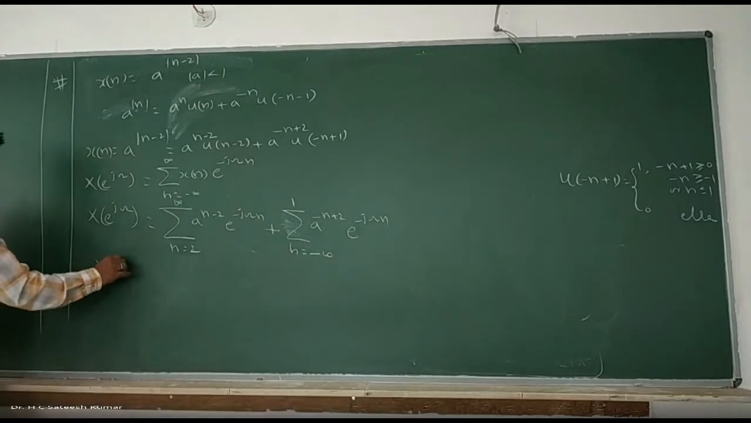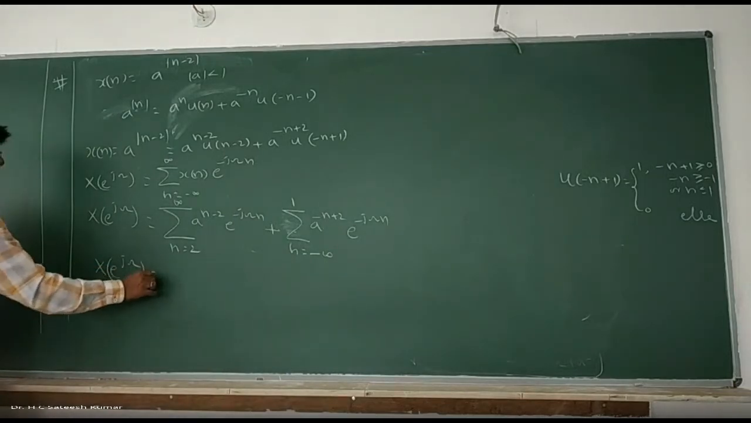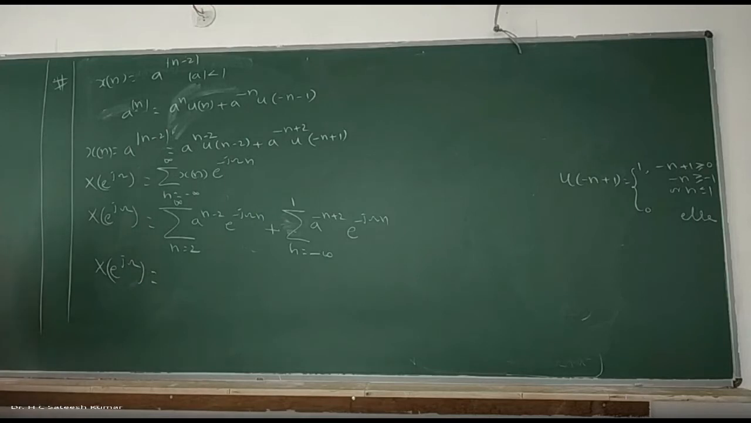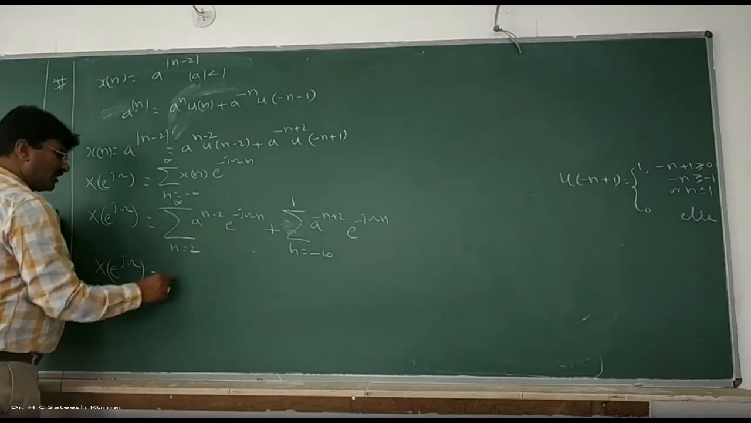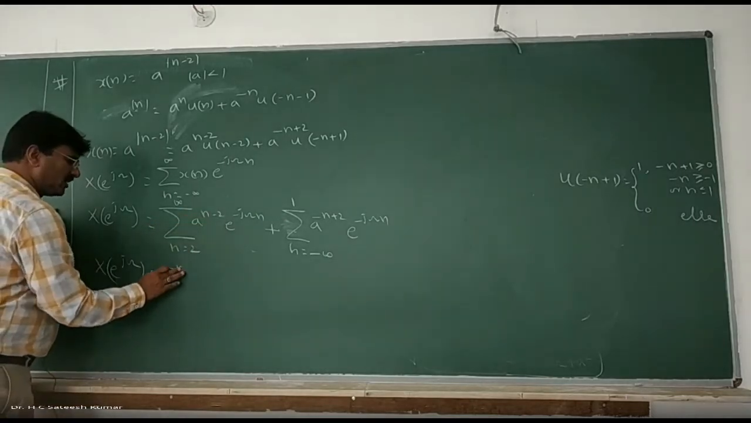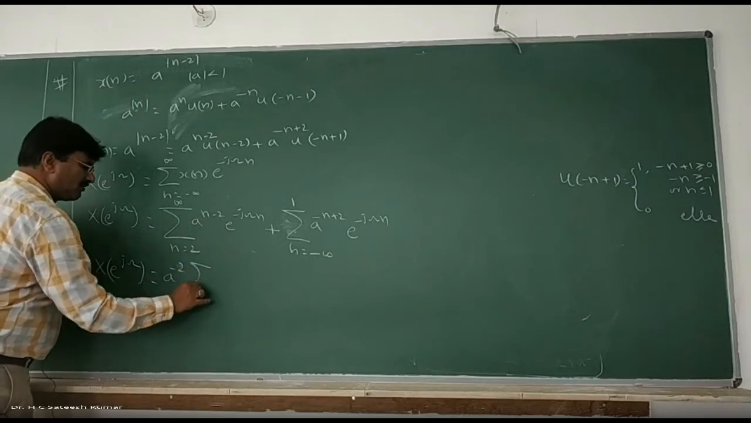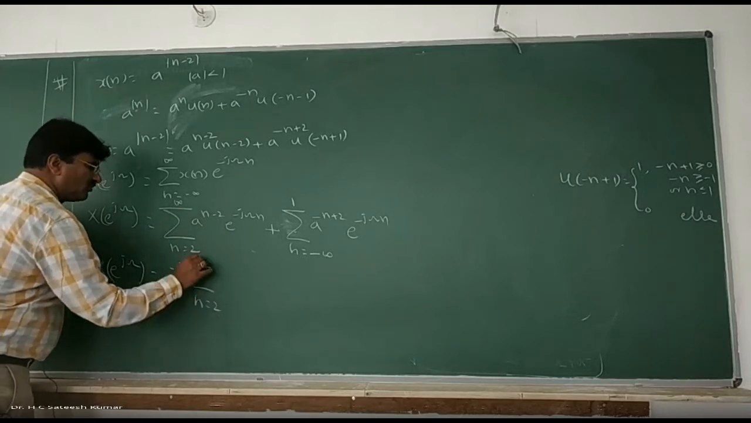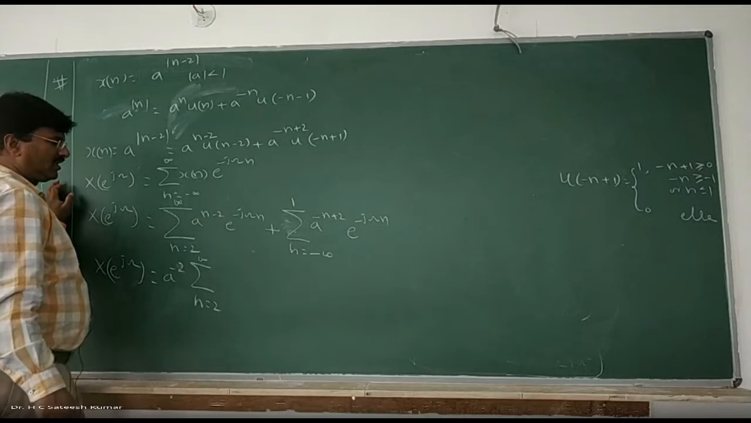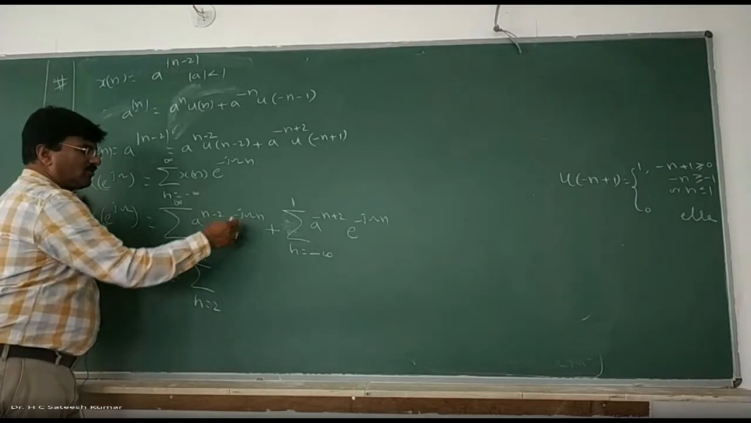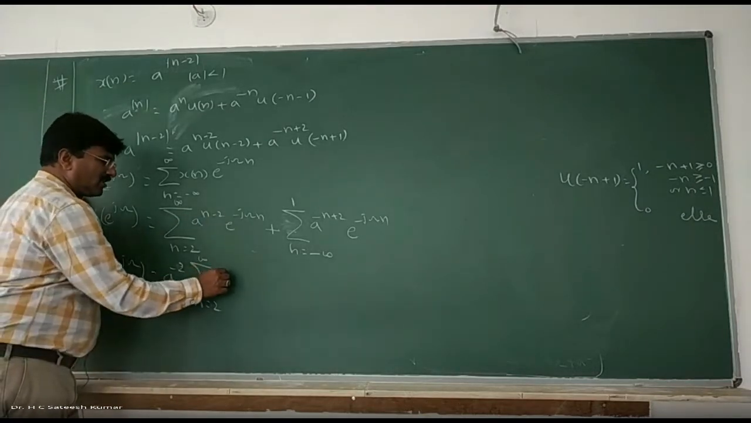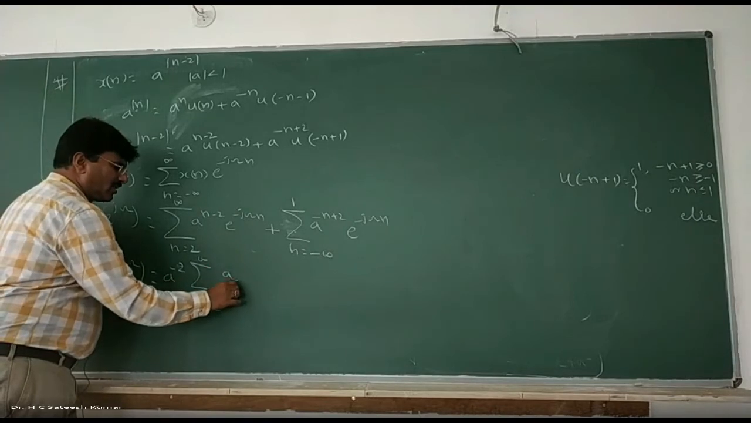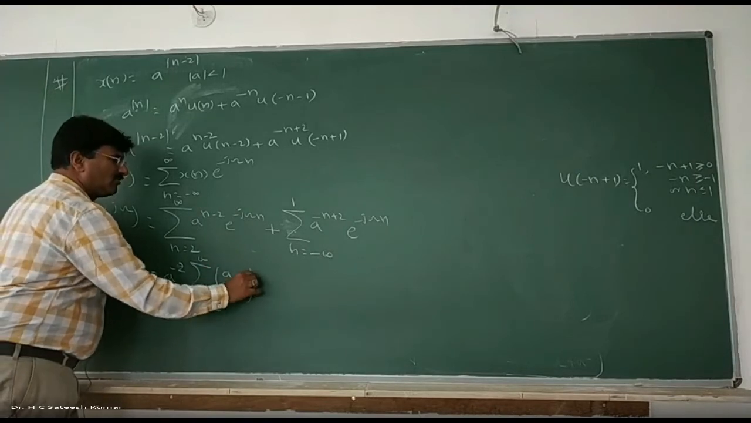Therefore, X of e to the power of j omega is equal to a to the power of minus 2, you can take it outside, summation n varies from 2 to infinity. If you take a to the power of n, e to the power of minus j omega is there. Therefore, you can write it as a divided by e to the power of j omega, whole to the power of n.